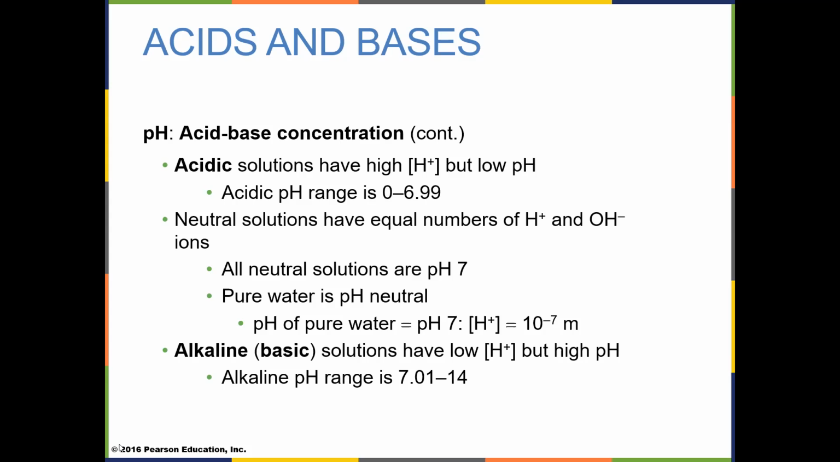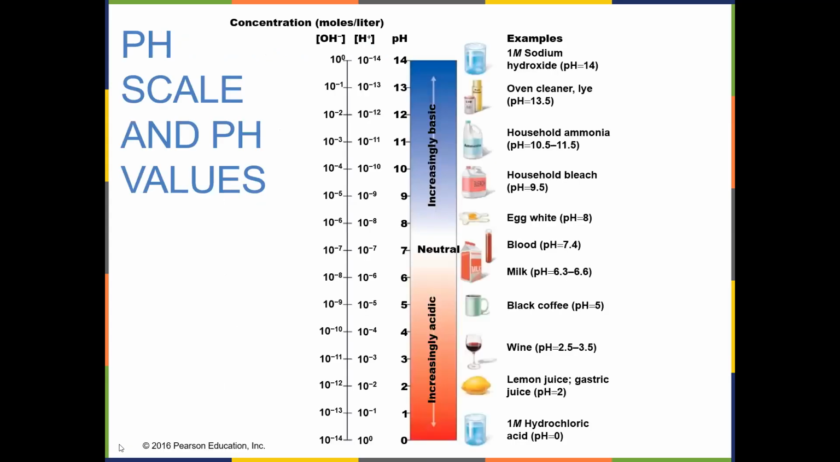Neutral is 7. Our body ranges between 7.35 and 7.45. We are slightly alkaline. 7.4 is what our blood pH normally should be. As long as we stay within 7.35 and 7.45, we're going to be fine. If we get above 7.45 or below 7.35, we start getting in trouble.